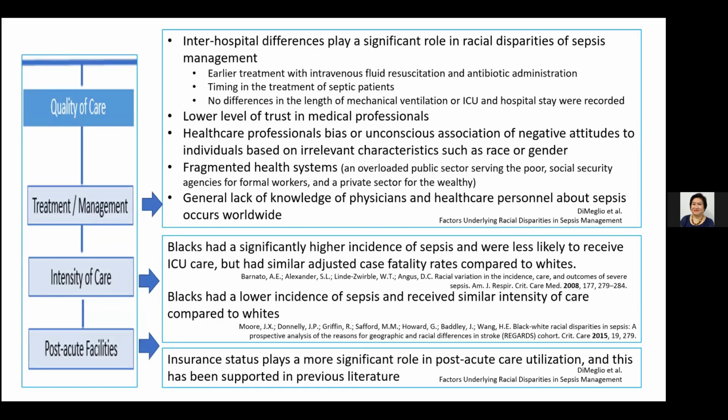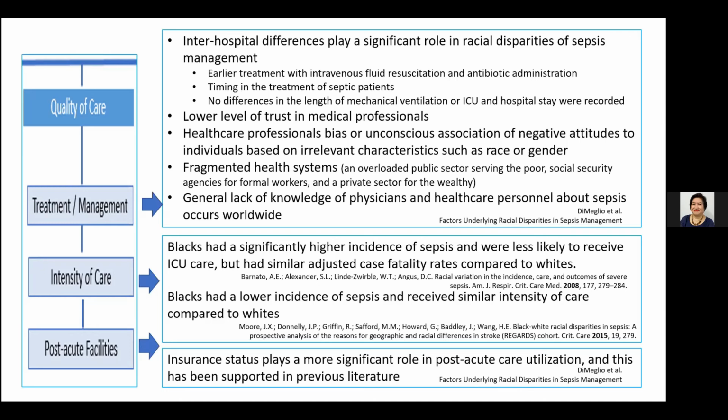The study of Ed Soro cited that health systems are usually fragmented, consisting of an overloaded public sector serving the poor, the social security agencies for the formal workers, and a private sector for the wealthy. These complex structures lead to further social segregation, given that the healthcare process perpetuates the differences in socioeconomic status. Likewise, there seems to be a general lack of knowledge among physicians and healthcare personnel about sepsis that occurs worldwide. This situation might lead to delayed treatment and progression to more severe forms of disease like septic shock.